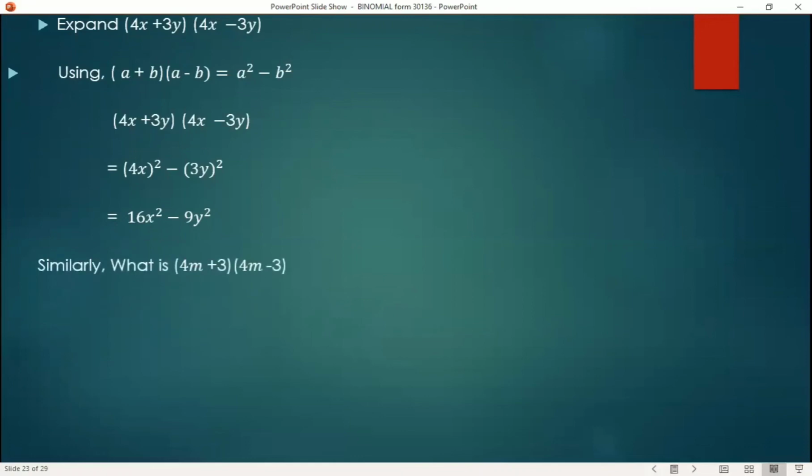Similarly, what is 4m plus 3 times 4m minus 3? Very easy. So simple. (4m) squared minus 3 squared. So one term is plus, one term is minus. So its final answer, 16m squared minus 9.